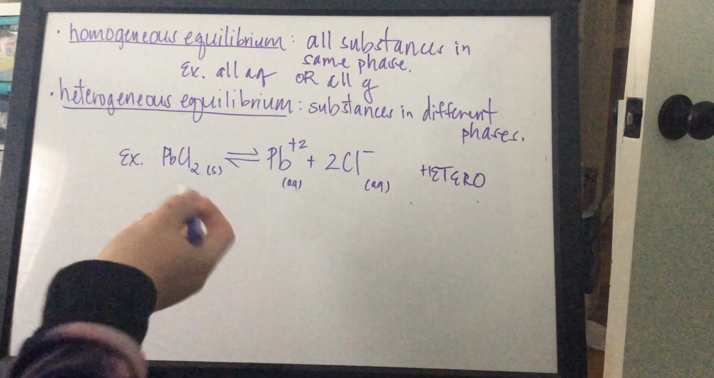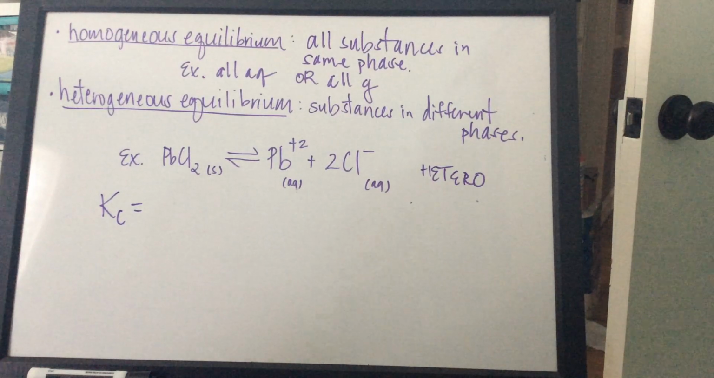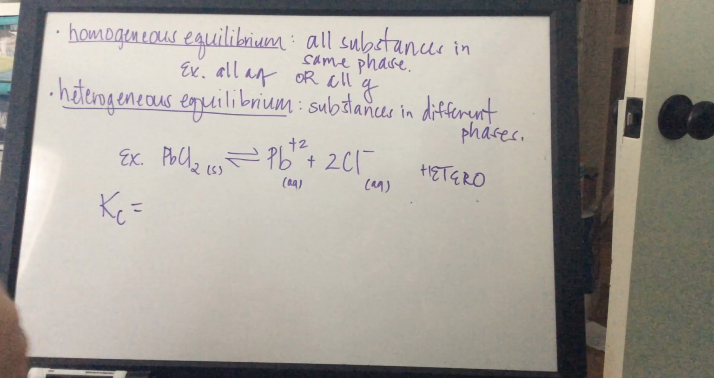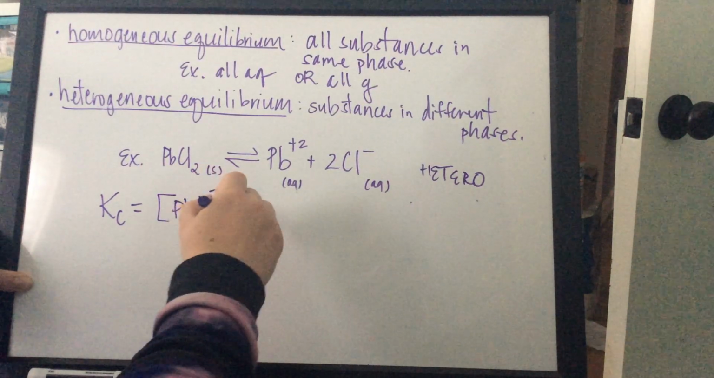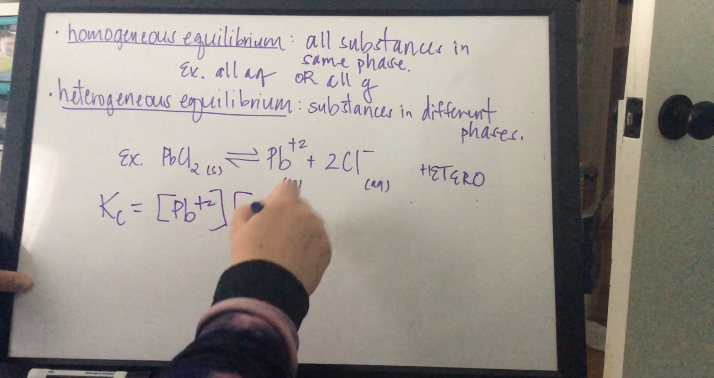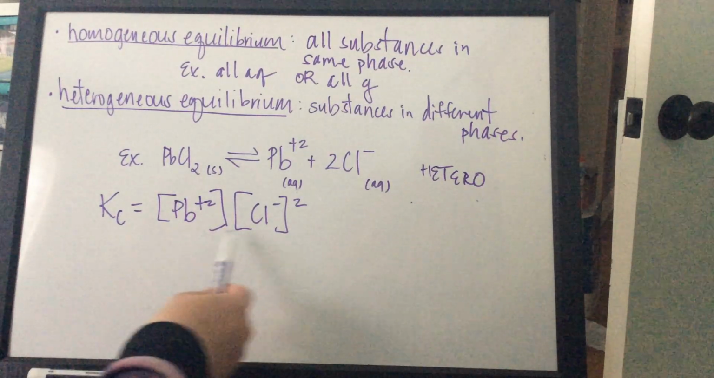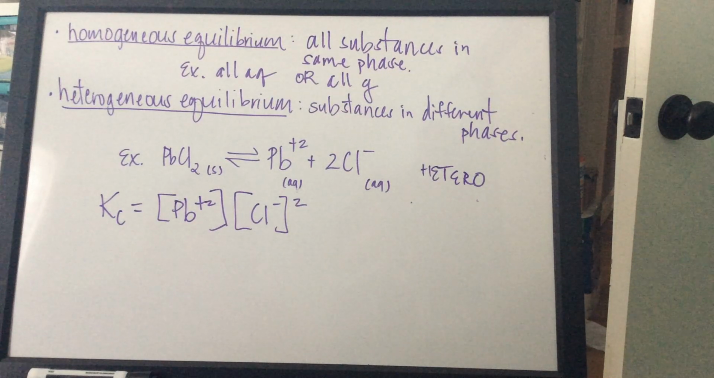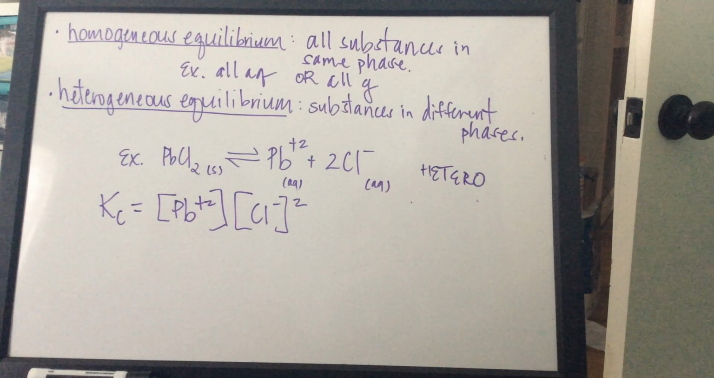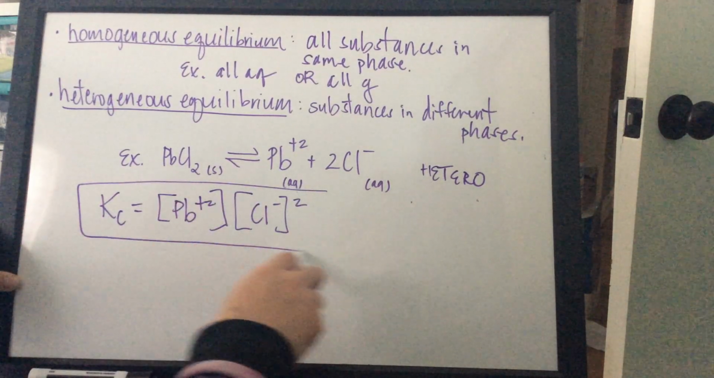So in this case, if I was going to write a Kc expression for this, where I'm normally so used to doing products over reactants, and it's still that same thing, it would be the concentration of the Pb2+ times the concentration of Cl minus squared. But in this case, there's no denominator because the denominator would be the concentration of the solid, and we just learned that the solid is excluded from this equilibrium expression. So thus this would be my Kc expression for this reaction.